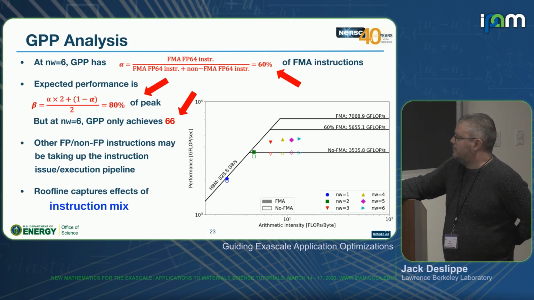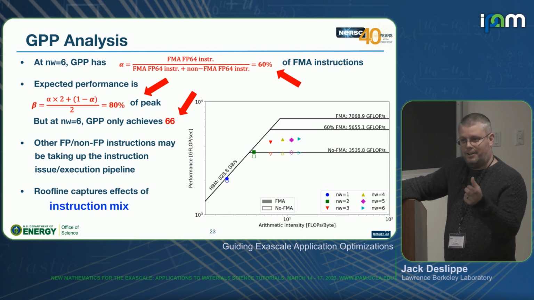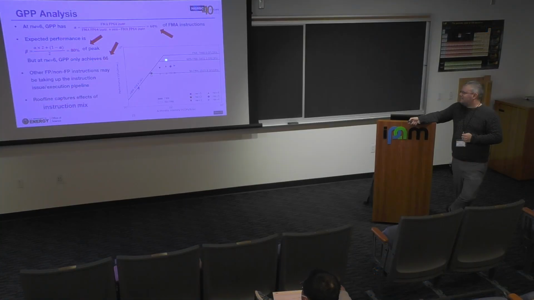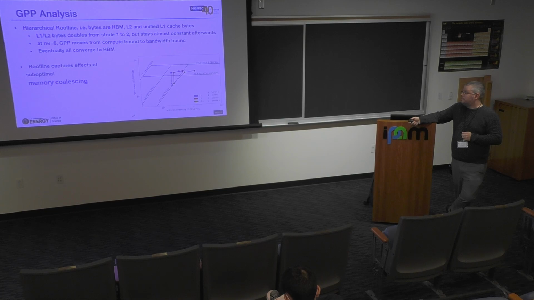Interestingly, we tried to figure out what ceiling we should have based on the fraction of our operations that are FMAs, the fused multiply-adds, versus not. You can see we're getting pretty close to that ceiling, but not quite. There's some gap that we don't fully have an explanation for, but it appears to be related to some other non-floating point operations blocking how many FMAs we can execute per cycle.